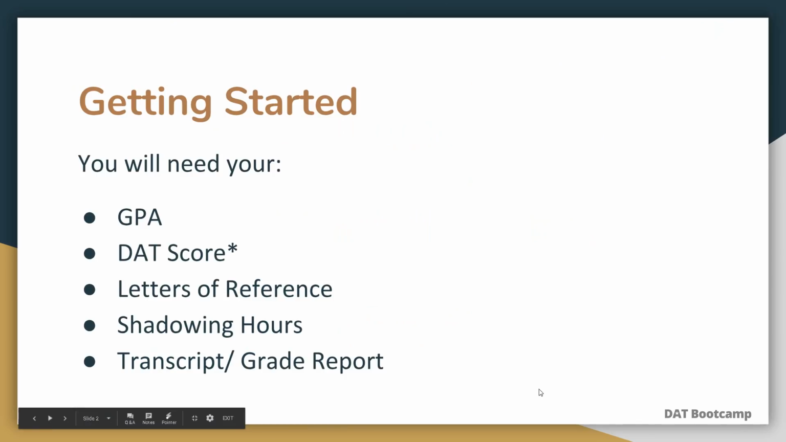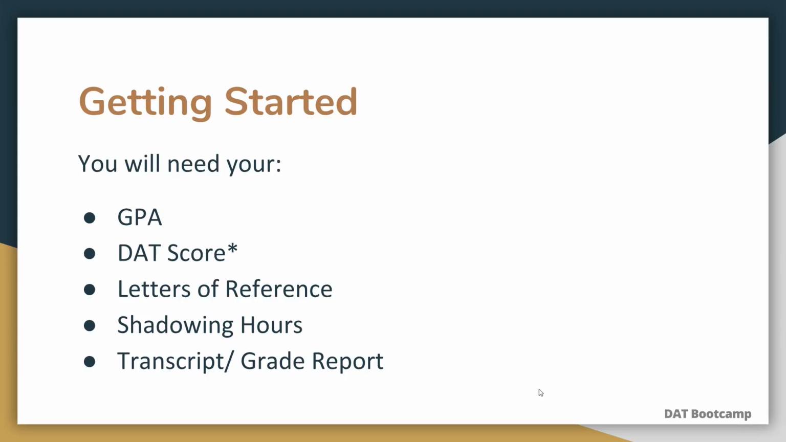Firstly, you're going to need a few things to get started. You're going to need to know what your GPA is, both your cumulative and your science GPA, as well as your biochemistry and physics GPA separately. You're going to need to know what your DAT score is, and obviously if you do not know your DAT score, you could still follow along with the webinar and see what kind of schools appeal to you.